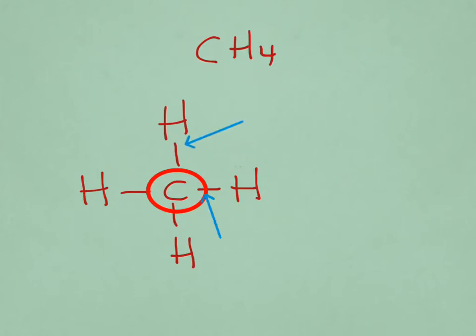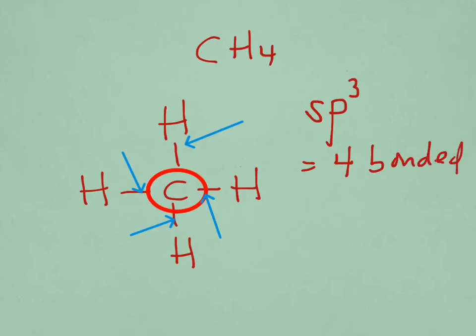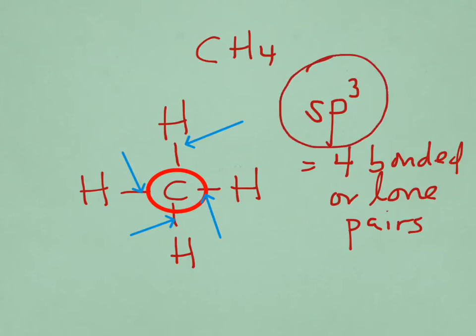In this case, we have 1, 2, 3, 4 bonded pairs here. So we know that that carbon must be using the s and 3 of the p's for a total of 4 total bonded or lone pairs. So you see 1 s plus 3 p's equals 4. All right, so we call the carbon of CH4 an sp3 hybridization.